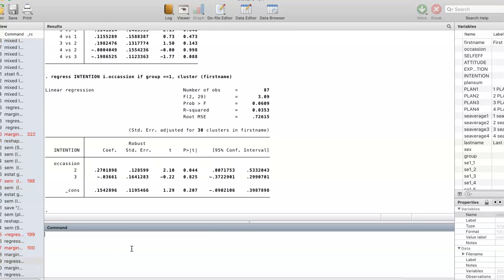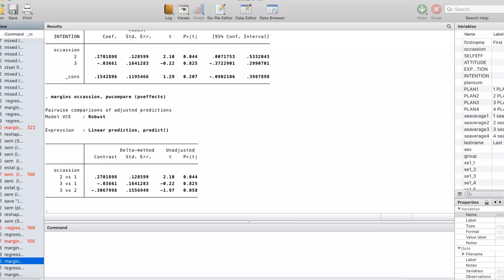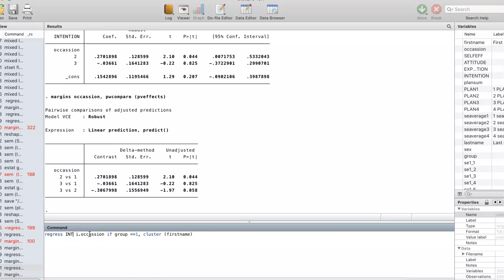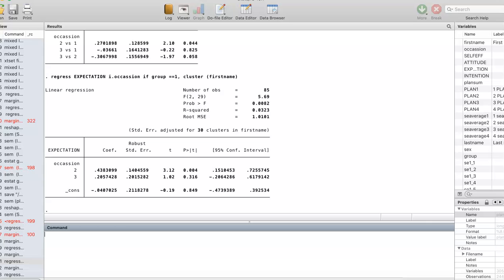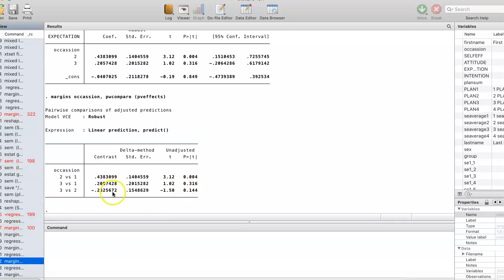Intention, and the margins. So it looks like from time point 1 to time point 2, significant increases in intention, and an almost significant reduction in intention from 3 to 2, or borderline on it. And then I had expectation. So significant increase in behavioral expectations from time point 1 to time point 2.